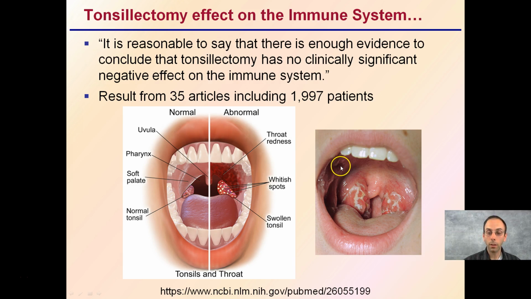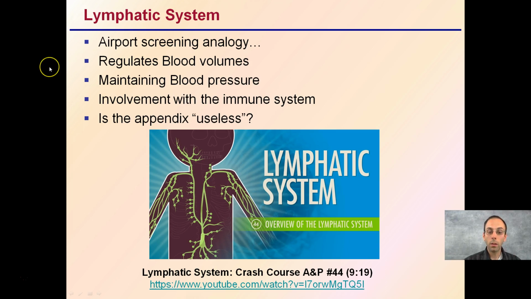This is what infected or inflamed tonsils look like. They have those whitish spots there. Here's a representative image of a normal and an abnormal, or inflamed, tonsil. This conclusion in the article was based on summarizing a total of 35 articles, including almost 2,000 patients. So they came to the conclusion that there are no clinically significant negative effects on the immune system if you've had your tonsils removed. This is a brief overview of the lymphatic system.